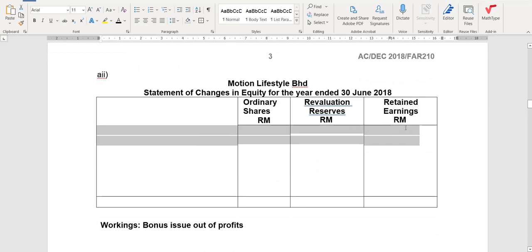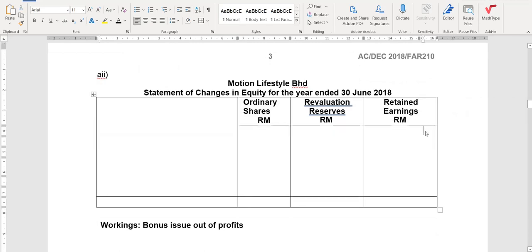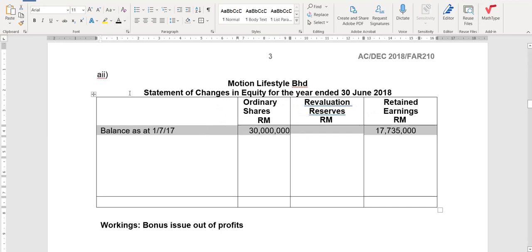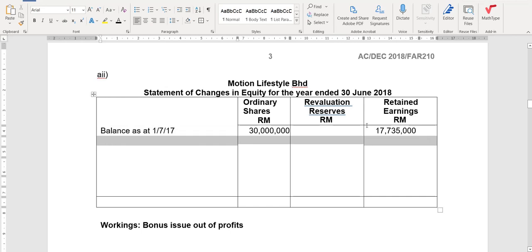Our statement of changes in equity will start with our first item, which is the balance at the beginning. So balance as at 1st of July. Then we put the profit for the year, also known as profit after tax, right? Profit for the year or profit after tax. Then we will consider our surplus on revaluation. Our surplus is here.